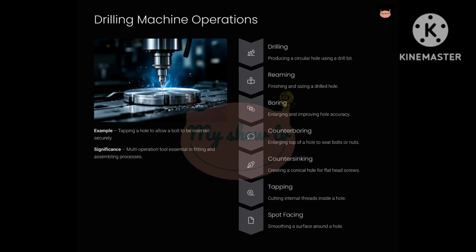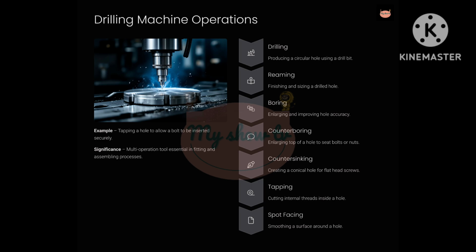Slide 4. Drilling machine operations. Let's understand the multi-purpose nature of drilling machines. 1. Drilling, creating a hole of a specific diameter. 2. Reaming, which enlarges and smoothens an existing hole to precise dimensions. 3. Boring, like reaming but with greater material removal. 4. Counterboring, enlarging the top part of a hole to accommodate a bolt head. 5. Countersinking, tapering the mouth of a hole for a flathead screw. 6. Tapping, creating internal screw threads.